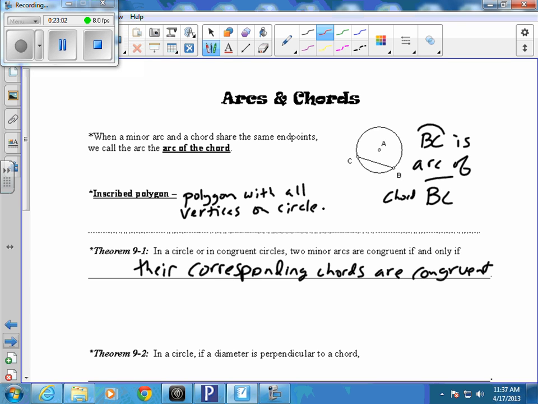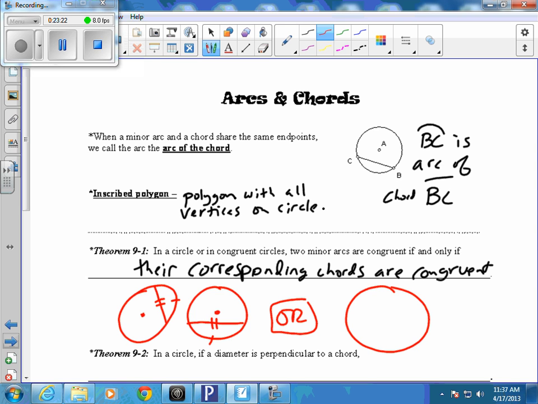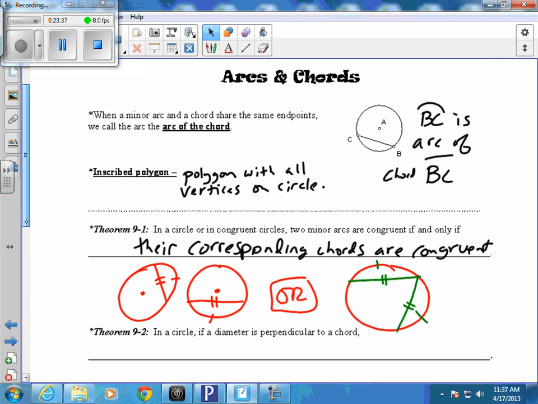So, for example, if I had 2 circles like this, and we knew the circles were the same, and I had the same size chord in 2 different circles, we would know then that those arcs are also congruent. Or, even better, in 1 circle, if we had 2 chords, and this is the one we use most, 2 chords in 1 circle are congruent, their corresponding arcs are also congruent. Okay, so look for that.